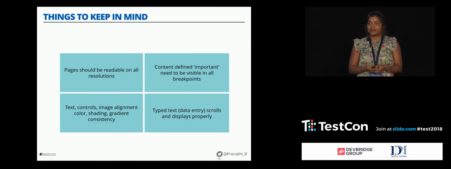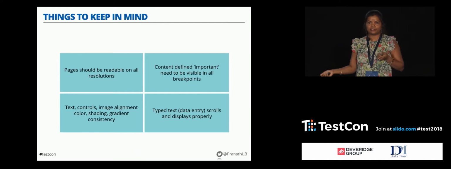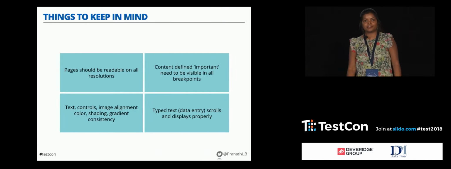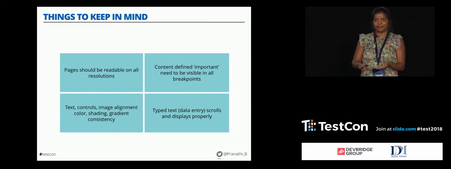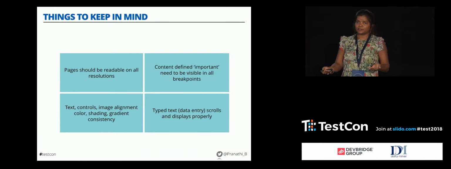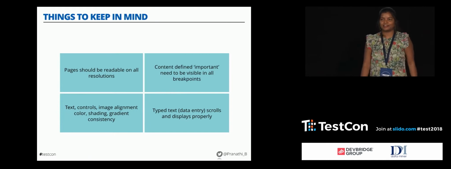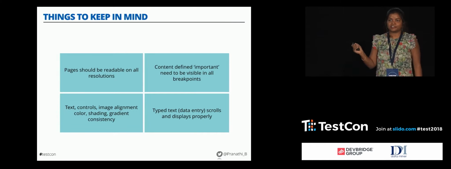And the second thing is content defined as important should be visible in all breakpoints. So what do I mean by that? When someone defines content as important, typically it is your business. The business says, oh, I need this banner to be available on all resolutions. Or I need the company logo to be visible on all the resolutions. Or I need a call-out button, like buy tickets, for example, on the TestCon website, to be available on all resolutions because that's your main business goal. So things like that, which are defined as important, you can ask your business and get the requirement from them, so you can make sure that this content is available on all resolutions, because you can't test for everything anyway, right? So we need to get the important stuff out first.